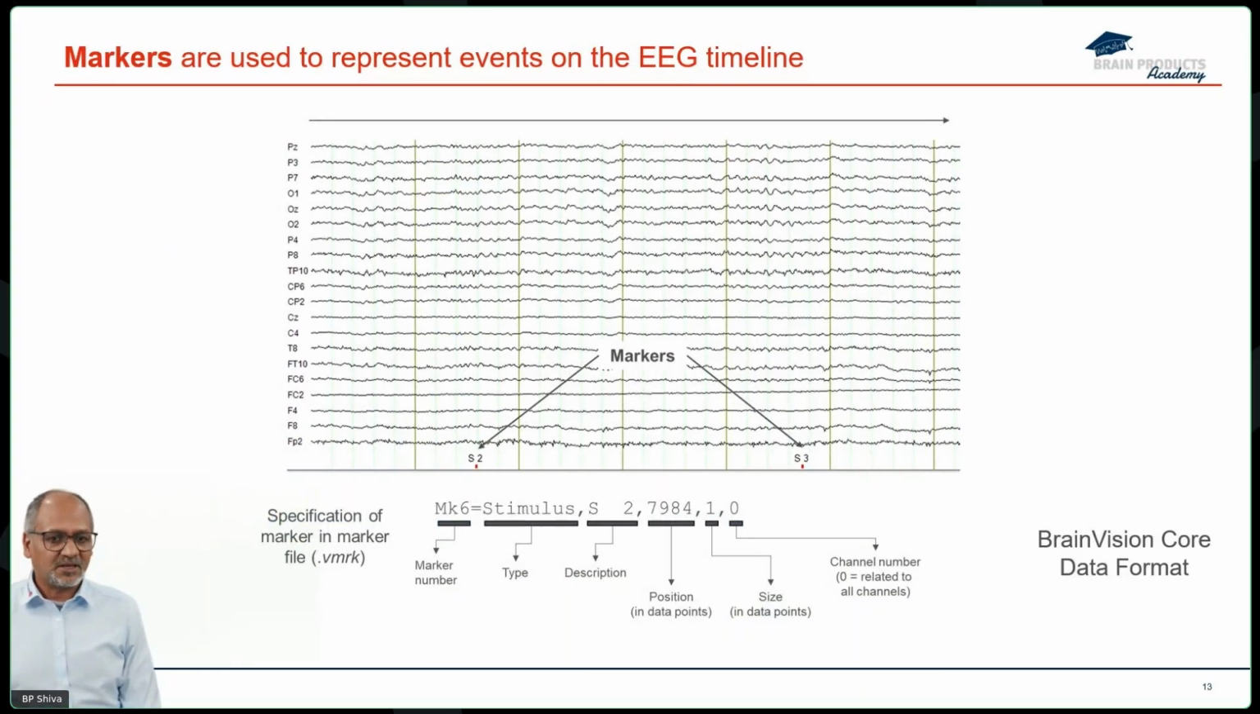Now, events are an abstraction in a certain way. So the concrete representation of events in the EEG timeline are referred to as markers. And here's an example, they're quite simplistically defined. For example, in the BrainVision core format, each marker is defined by a particular type or description of what it is, and position, which is really the time at which the marker occurs relative to when the EEG recording began.